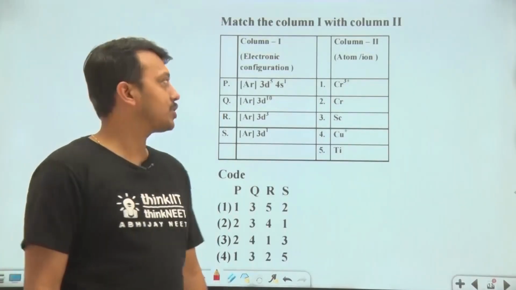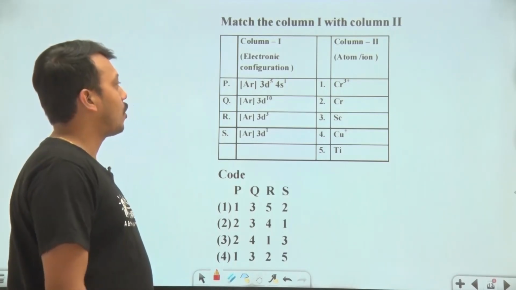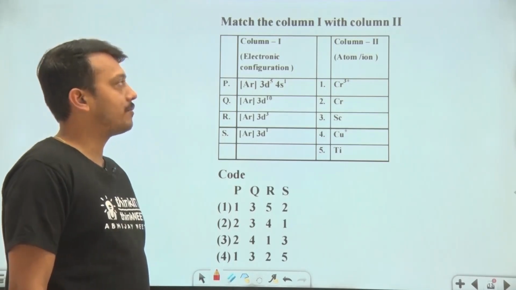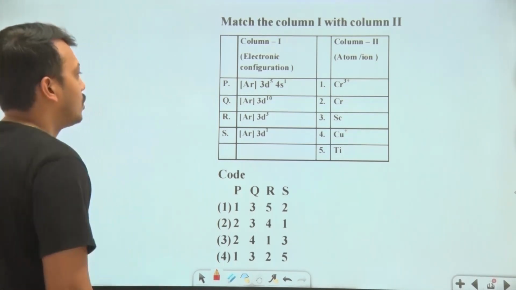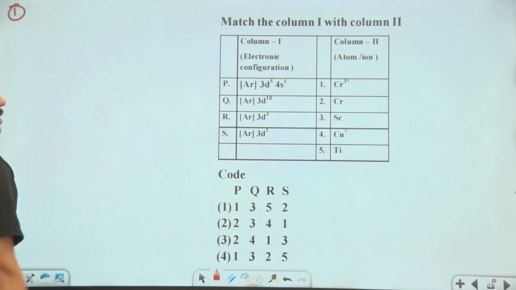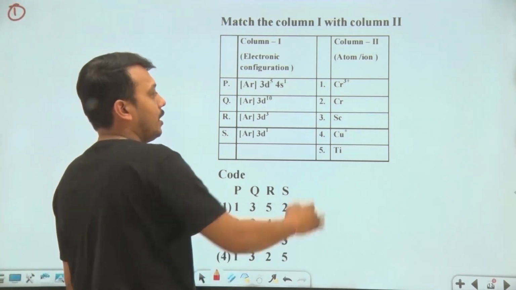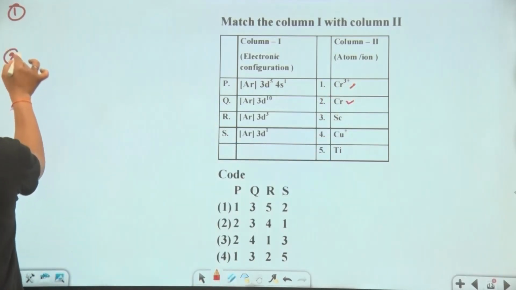So students, the next question is to match column 1 with column 2. Column 1 contains some electronic configurations. Column 2 contains some atoms or ions. So let's start with column 2. The first contains chromium plus 3. So here we have chromium and chromium plus 3. Let's start with chromium.